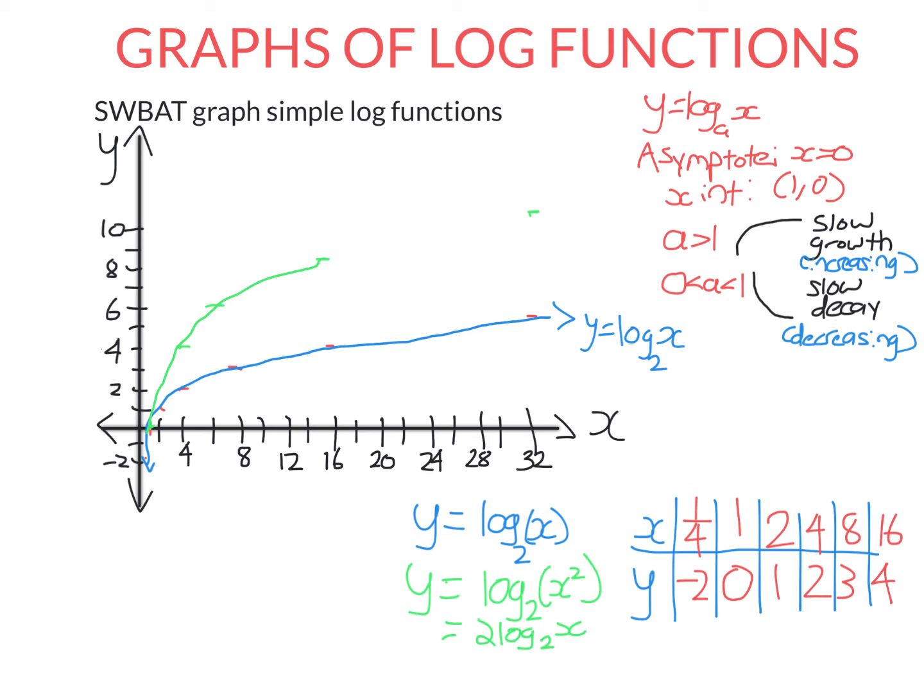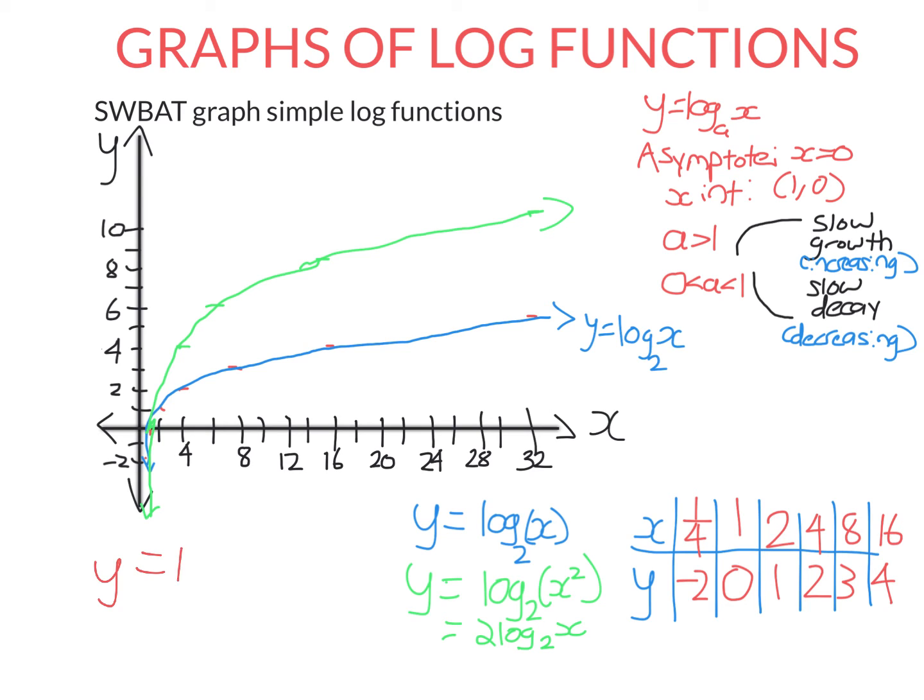You can see it has the same basic characteristics and the same basic shape. It still gets big quickly and then its growth slows. It's just that the y value is always double that of the blue graph. This green graph would still have the same characteristics whereby as x gets closer and closer to 0, it will get closer and closer to, but never touch, the y-axis.